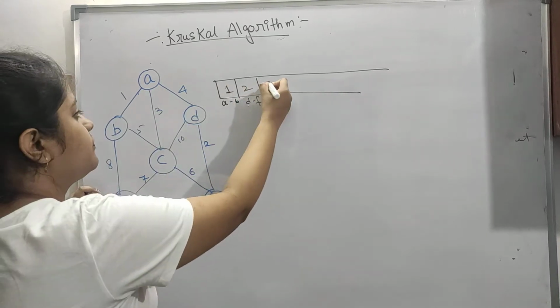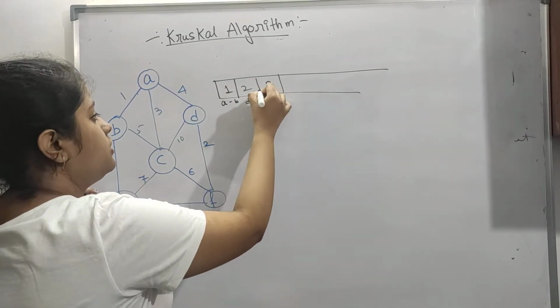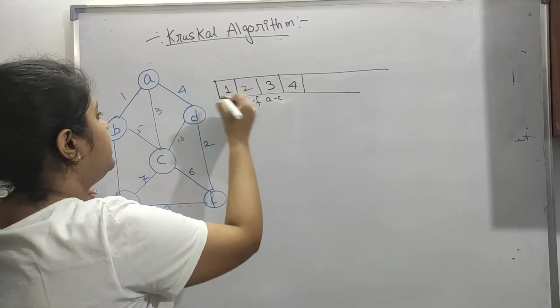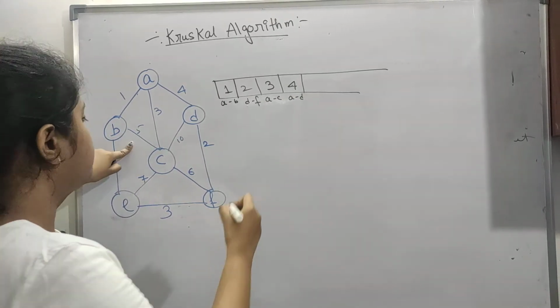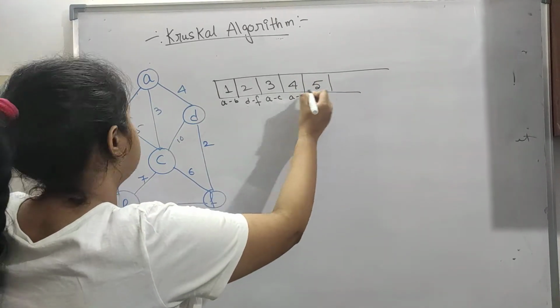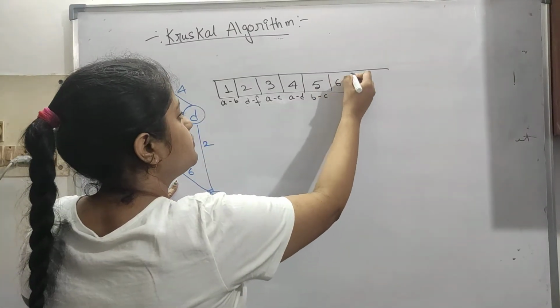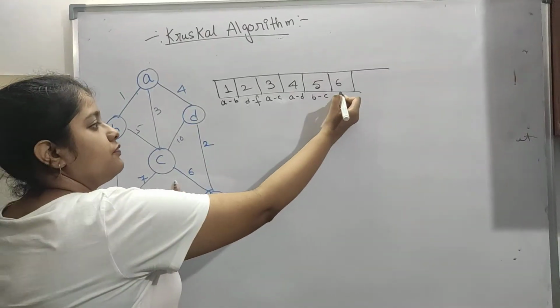Then 3 is present between A and C, so 3 is done. 4 is present between A and D, then 4 is done. 5 is present between B and C, then 5 is done. 6 is present between C and F.